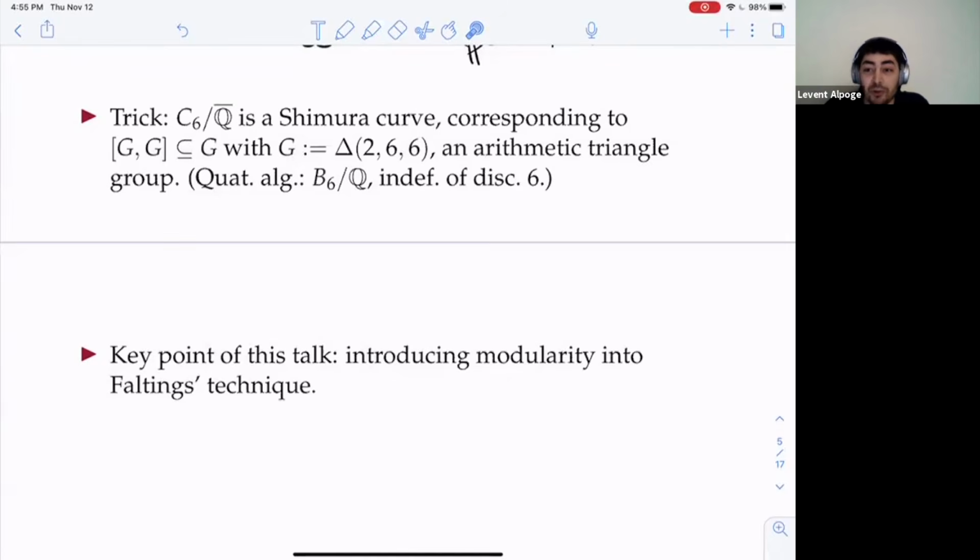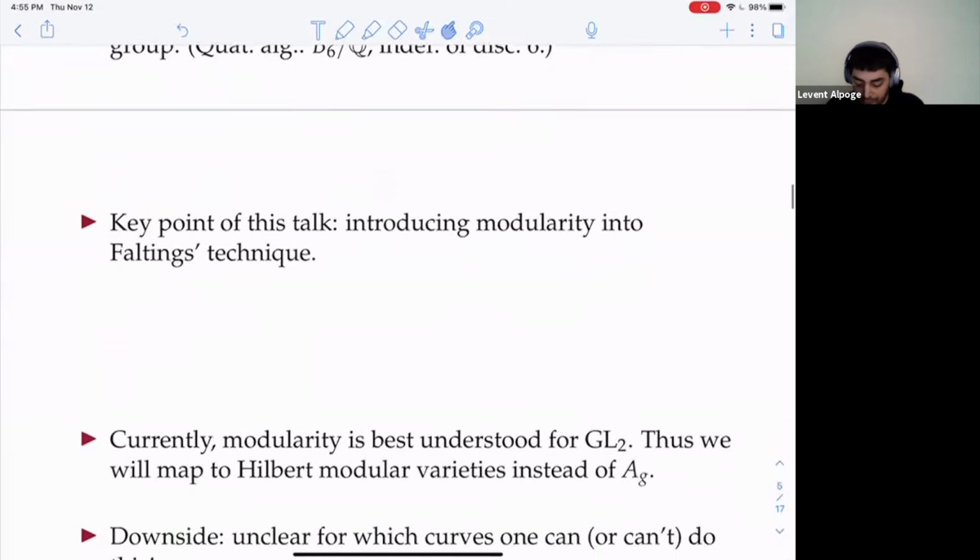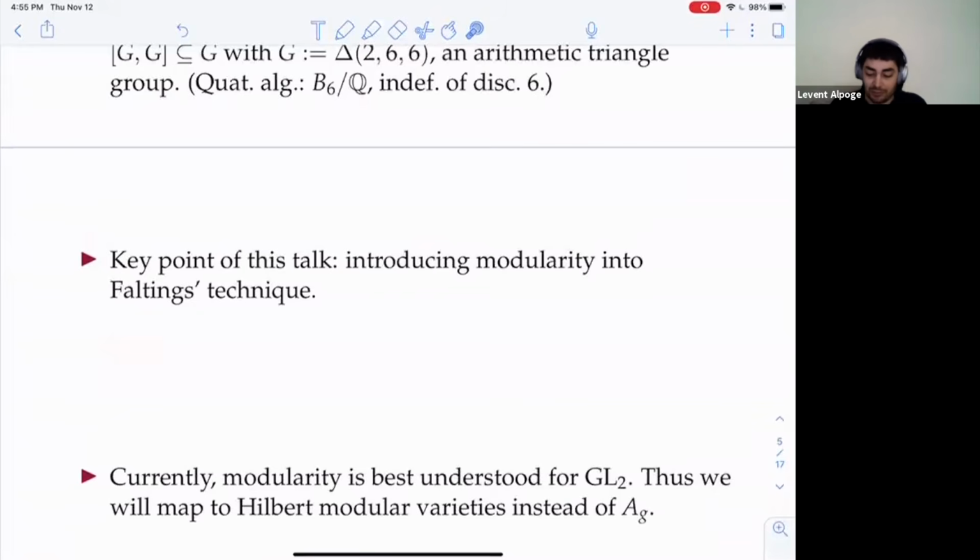Kodaira's construction gives you maybe not so great abelian varieties. But if you want to introduce modularity into the technique, at least if you want to do something unconditional, you can't be dealing with Galois representations valued in GSp_2g. You have to improve your situation, and that's where this geometric step of finding better families comes in. So how do you improve your situation? Well, you end up not in A_g, but in a moduli space of abelian varieties with Galois representations into GL2. For example, one is a Hilbert modular variety.